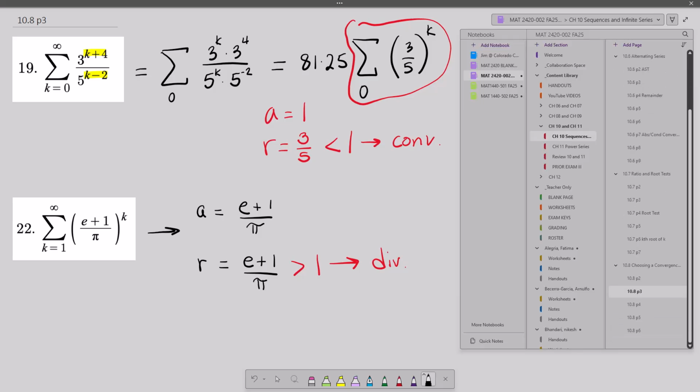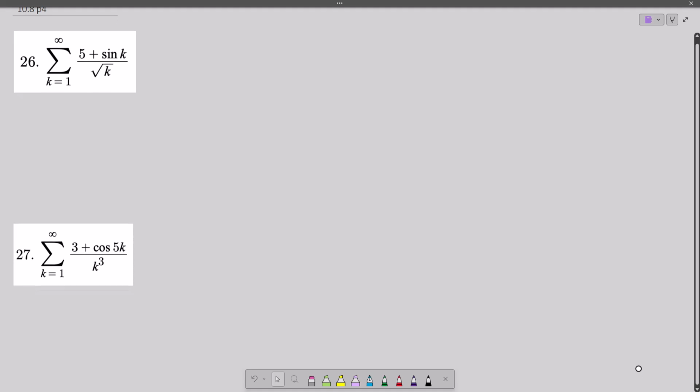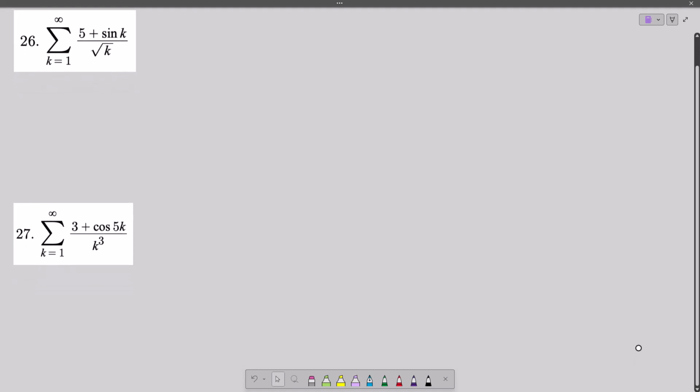Let's look at these two, or at least this one. All right, so with that top one, how about the divergence test? Is the divergence test conclusive or inconclusive? In other words, what is the limit of this as k goes to infinity?